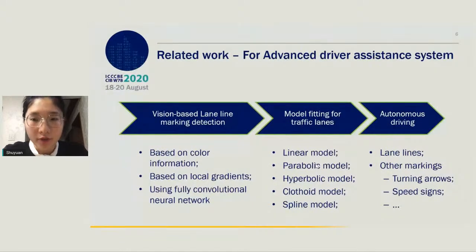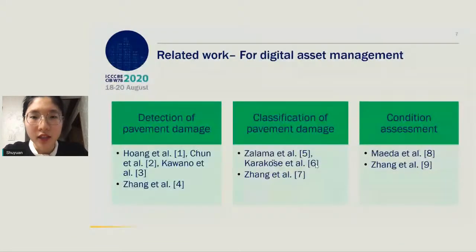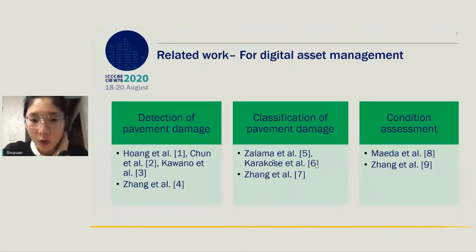A group of previous work in the literature developed methods for detection of line markings and traffic lanes to assist the autonomous driving industry. And another group of studies proposed vision-based methods to support digital asset management operations, including the detection, classification, and the condition evaluation of distresses that were found on the road pavement.